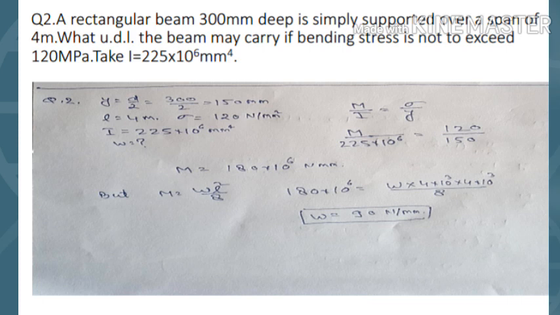But we know that the total bending moment in case of simply supported beam with UDL is given by M equal to WL square by 8. So we can equate this value of M to W into L square by 8. Now length is given as 4 meter, so we can say 4000 multiplied by 4000 into W divided by 8. So in this way we can calculate the value of load as 90 Newton per millimeter.